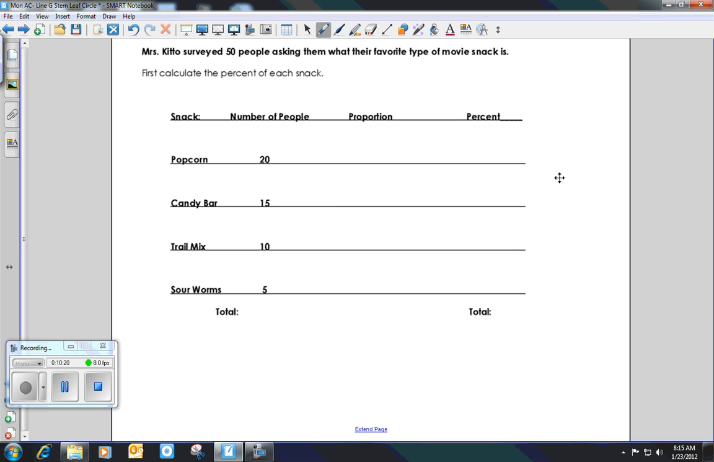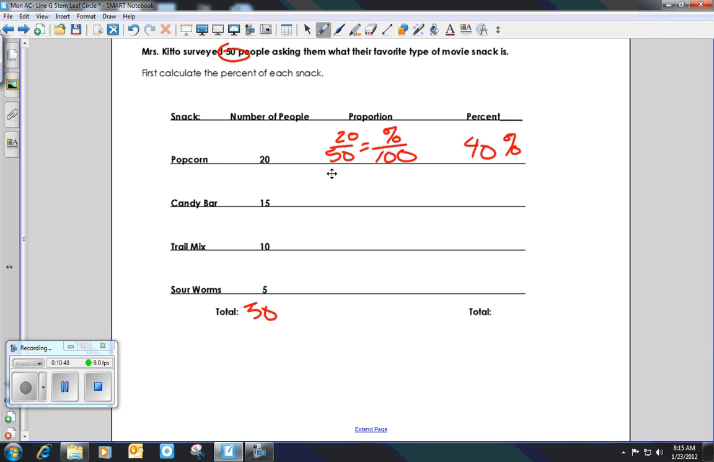So for example, if I have this number of people and this many snacks, I surveyed 50 people, so my total down here should be 50 people. My proportion then would be 20 out of 50 people like popcorn. So how many percent is that? So that would end up being 2,000 divided by 50, or 200 divided by 5, and that would be 40%.